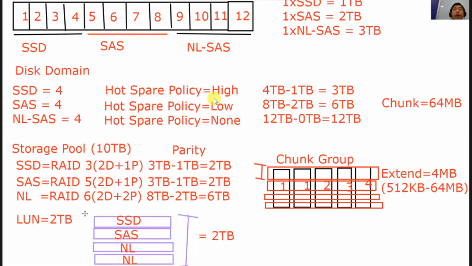So you get 2 terabyte of hard disk. Your hard disk space will come a little bit from SSD, SAS, and nearline SAS, from the extent itself. So all these extents will be in the storage pool. Okay, so that is basically the RAID 2.0 concept.